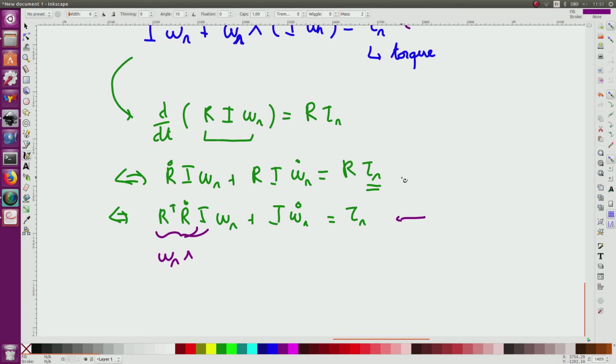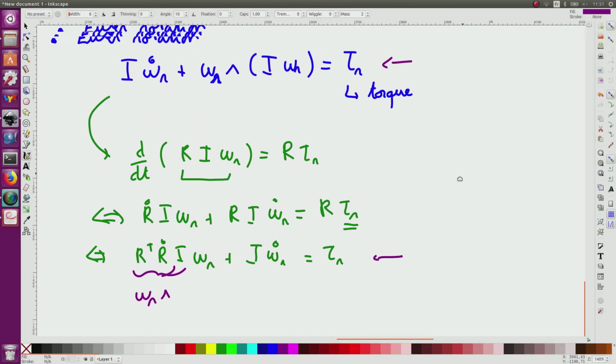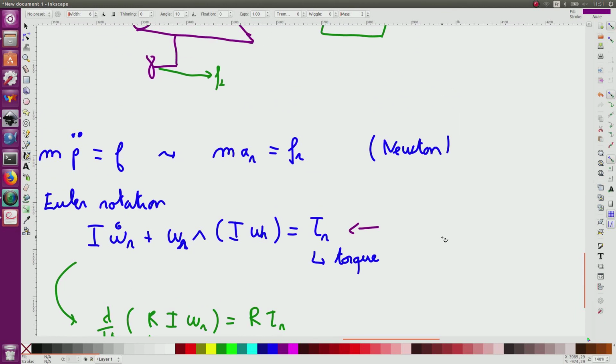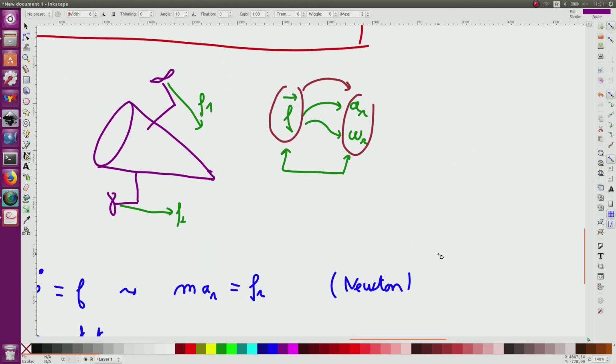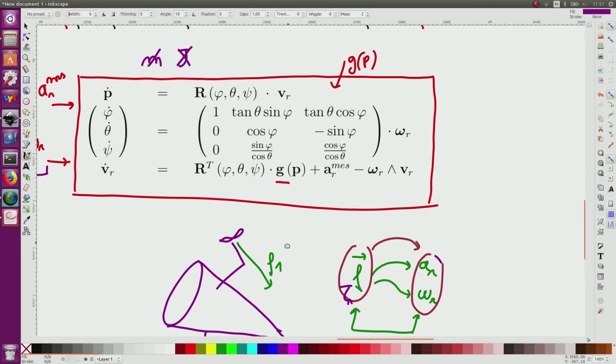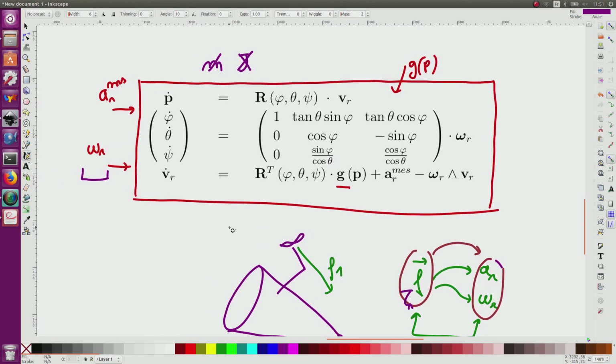Okay, so now I have these two rules that will allow me to transform some forces and some torques into some acceleration and some rotation in order to apply my inertial unit system.